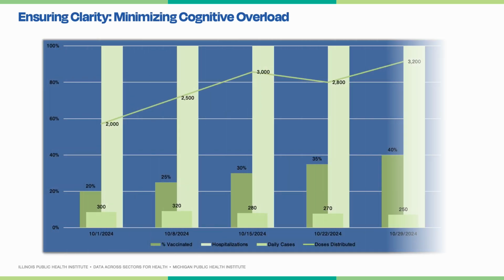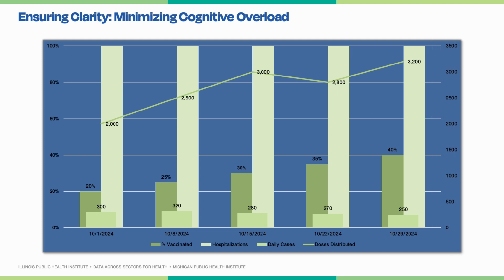The chart here attempts to display vaccination rates, doses distributed, hospitalizations, and daily cases for a fictitious disease outbreak. However, the design choices make it overwhelming and unclear. A loud background and monochromatic colors create visual noise, making it difficult to distinguish between data series. Moreover, inconsistent scales between the axes further distort the relationships between these metrics, making trends harder to follow.